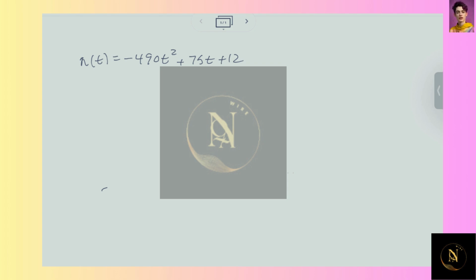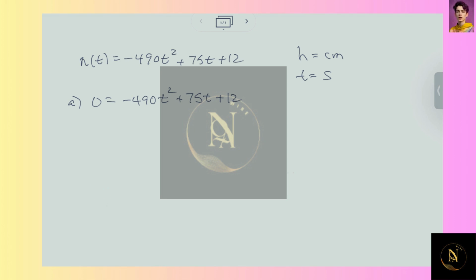We have a jumping spider going from a log, as a function of height in centimeters, and time is in seconds. Okay, A, when does the spider land on the ground? The ground has a height of 0, so we set our function equal to 0.